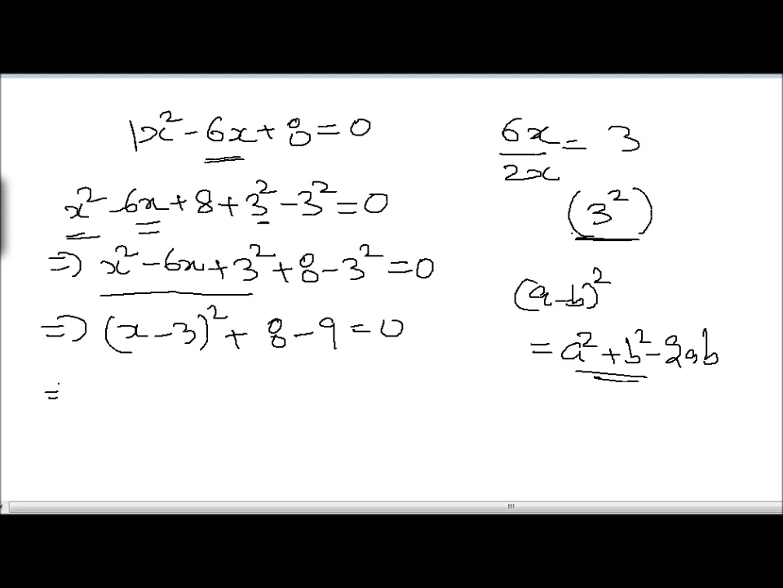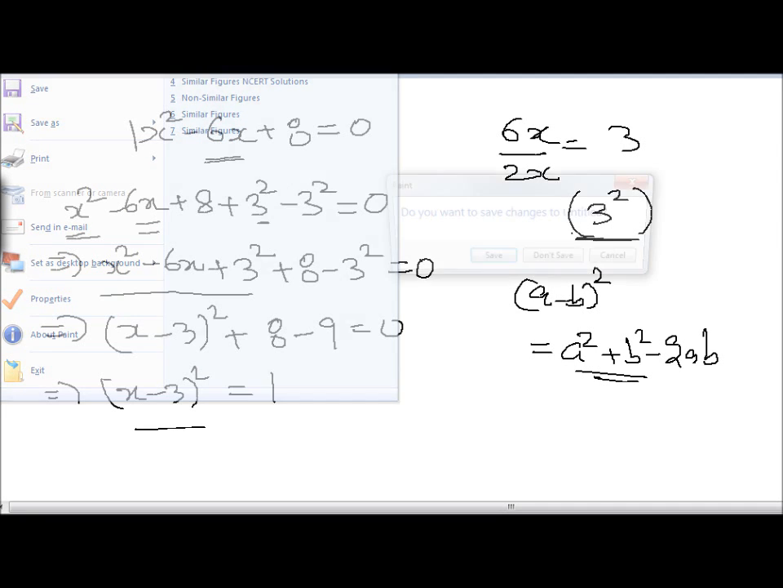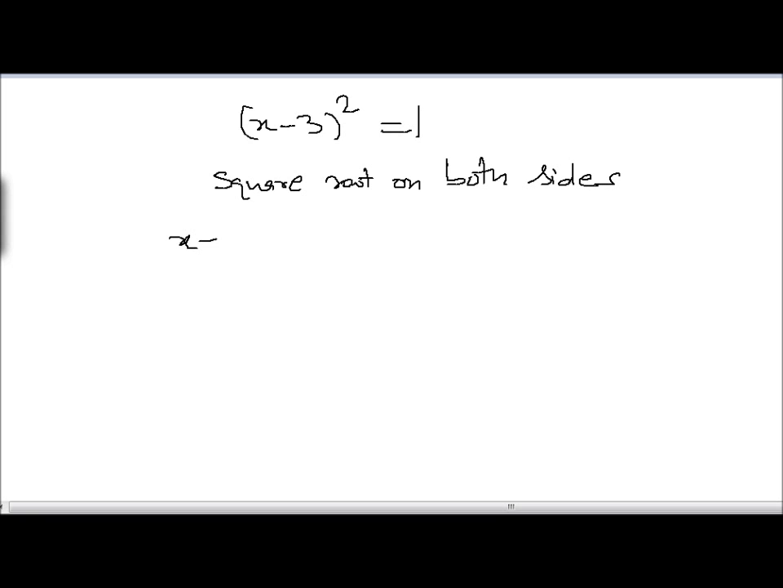This implies (x minus 3) whole squared, and 8 minus 9 is minus 1, and when minus 1 goes to the other side it becomes 1. So we have (x minus 3) whole squared is equal to 1 here. In order to solve for x, we again take the square root on both sides, we get x minus 3 is equal to plus minus 1.